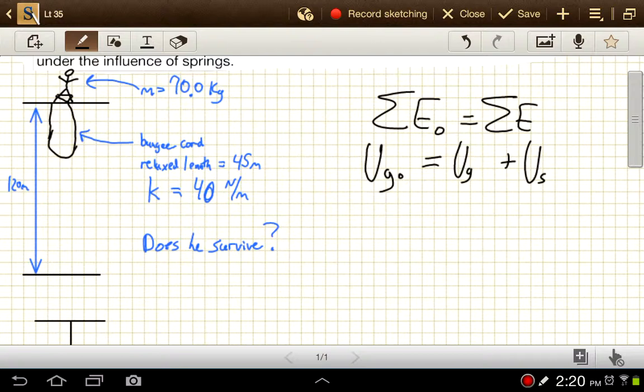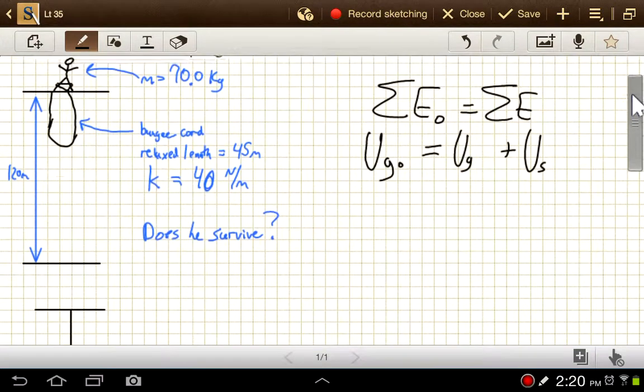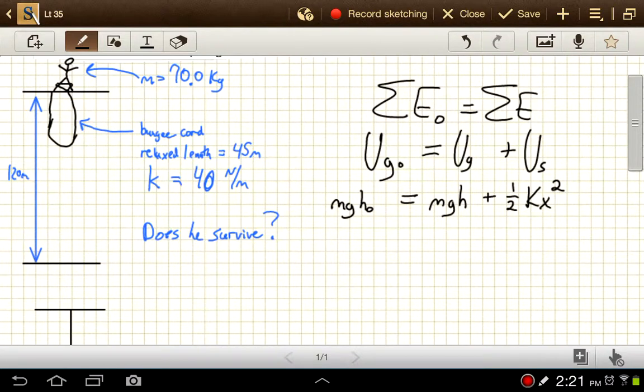Okay, so let's fill in some values here. Let's get equations in. So gravitational potential energy, we'll just do mass times gravity times height, h naught, the initial height, is equal to mass times gravity times the height at the end, plus 1/2 k x squared. Okay, and if we start looking through these values, I've got mass in there, which is given to me, so I can plug that in. I've got gravity, acceleration due to gravity in there, both places. So I know that's 9.8 meters per second squared downward.